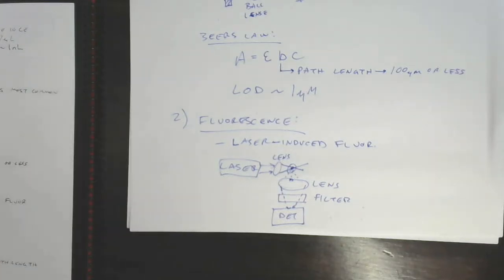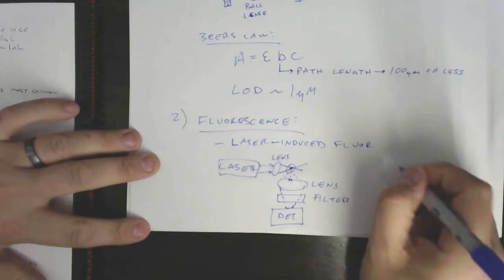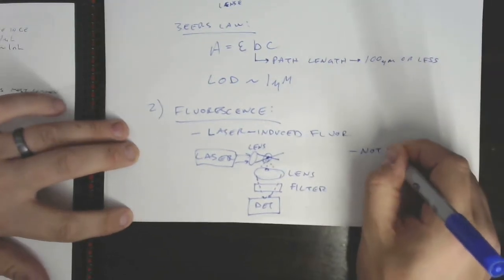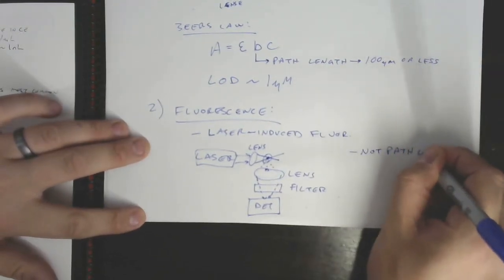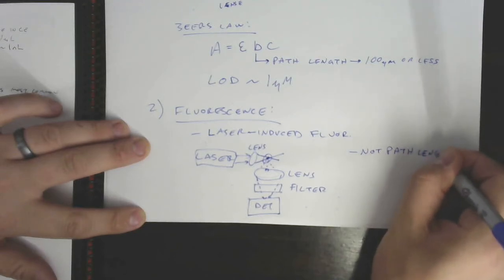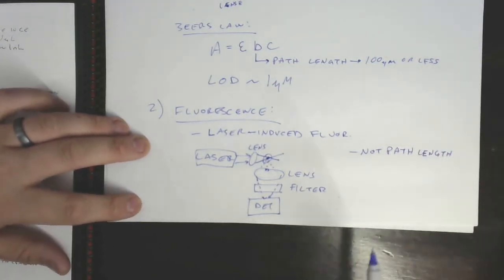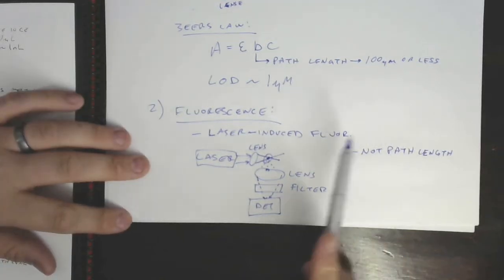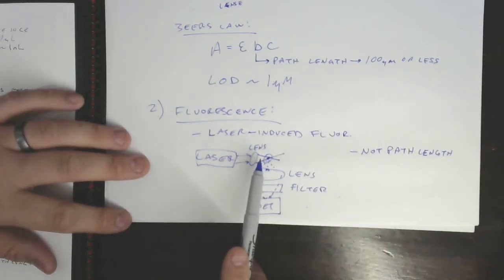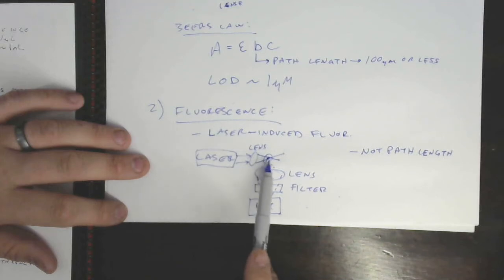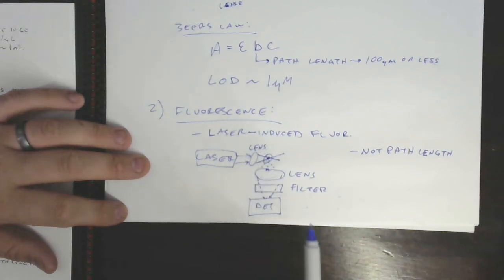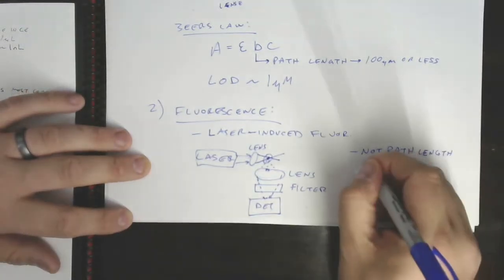The beauty here is that this is not path length dependent. I will leave the equations for sensitivity and fluorescence to a spectroscopy course, but you can look through. Basically, it's related to the fact that every molecule in here has the ability to excite and fluoresce many times over the course of its time in the detection volume, and so it's not path length dependent.